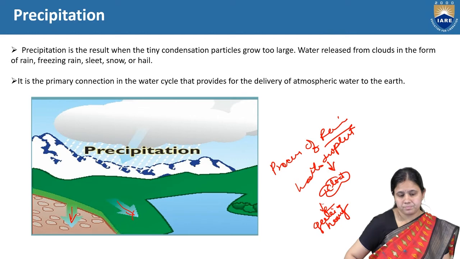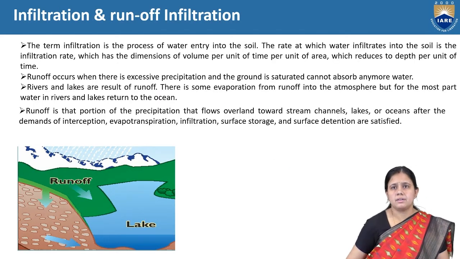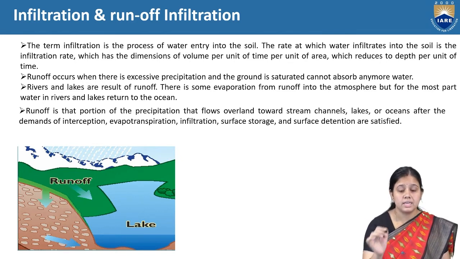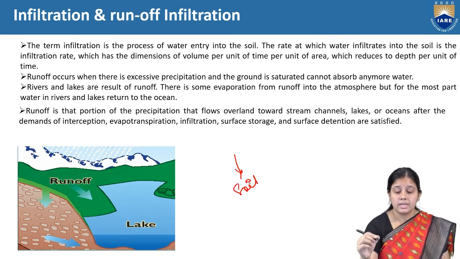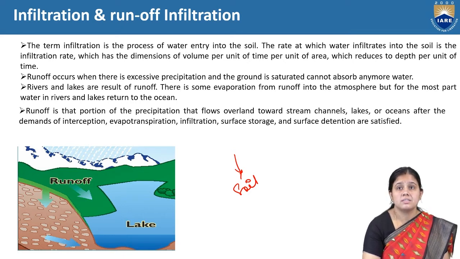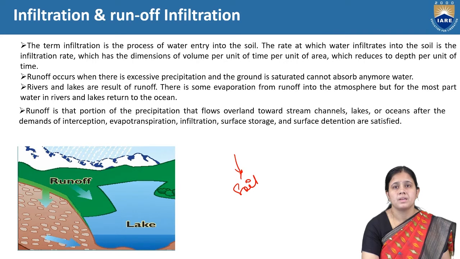This is the precipitation. Now, infiltration and runoff. The term infiltration is the process of water entering the soil. The rate at which water infiltrates into the soil is the infiltration rate, which has the dimension of volume per unit area per unit of time, which reduces to depth per unit of time. And runoff occurs when there is excessive precipitation and the ground is saturated and cannot absorb any more water. It's like a flood condition. We can say it is a flood condition.